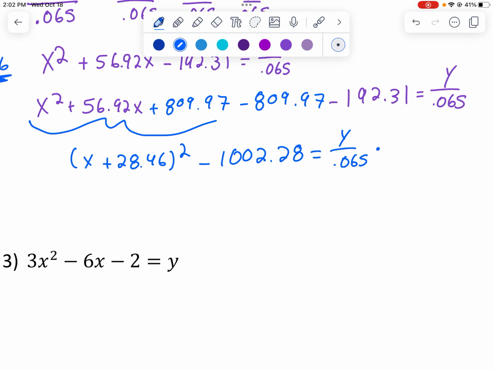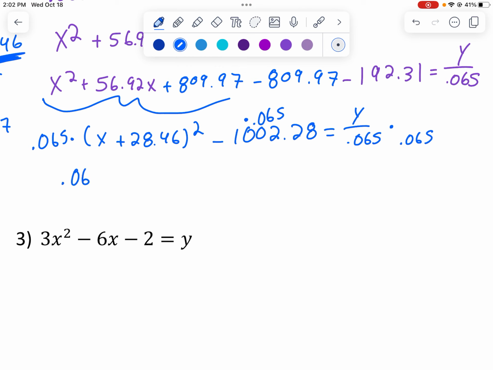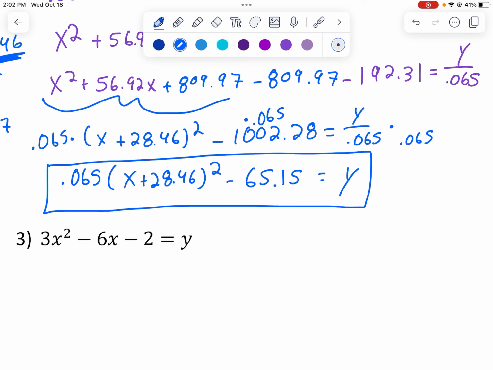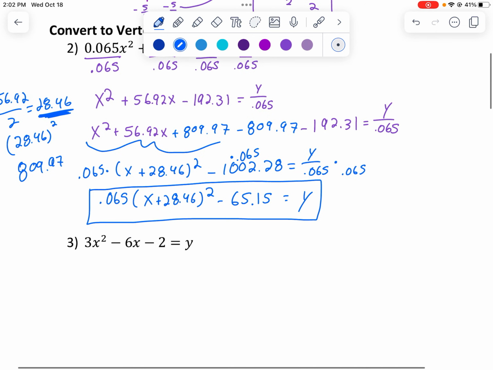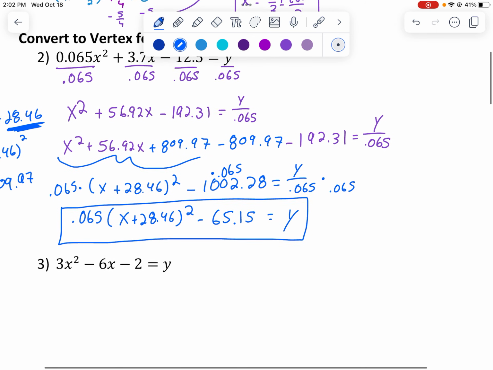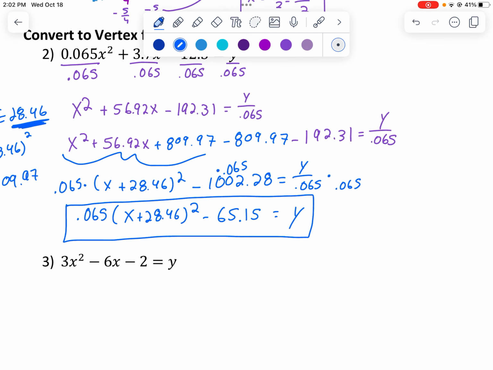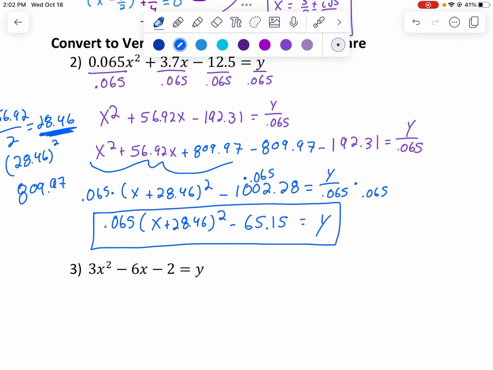And then finally, we can multiply 0.065 to the other side. So we're going to multiply this by 0.065, and we're going to multiply this by 0.065. So then in the end, we have 0.065, and then we have x plus 28.46 squared. And then that times 0.065 is going to give us negative 65.15, and that's equal to y. And there it is. That's vertex form. Decimals aren't the most beautiful thing. All right, we'll take a look at one without decimals in this next problem. But I just want to show you that the process is the same every single time, whether there's decimals or not.